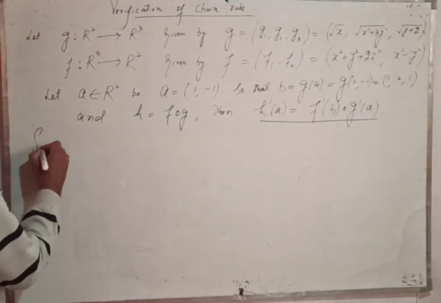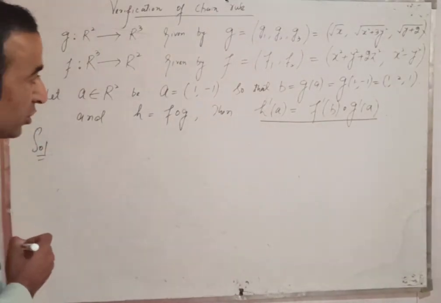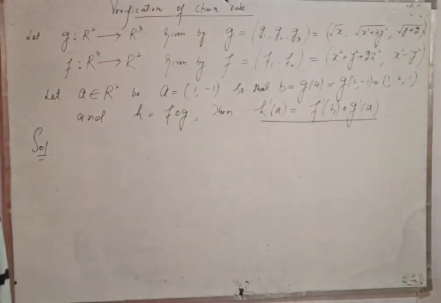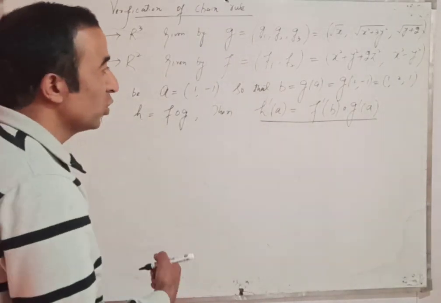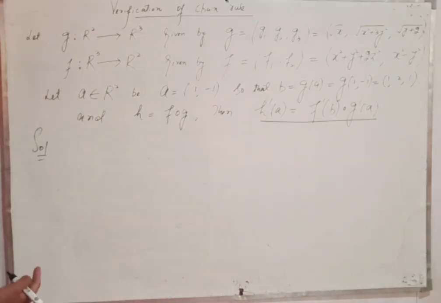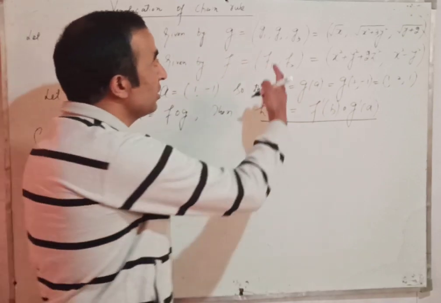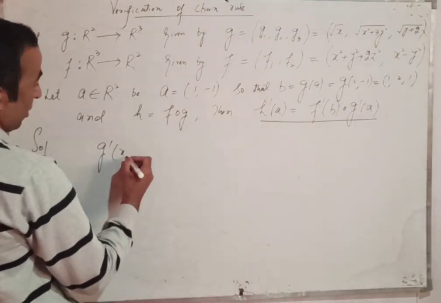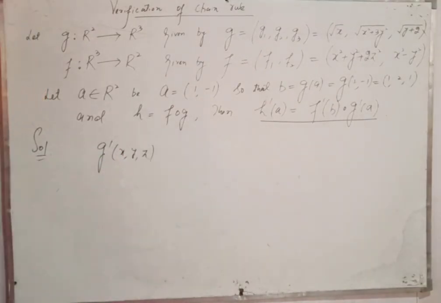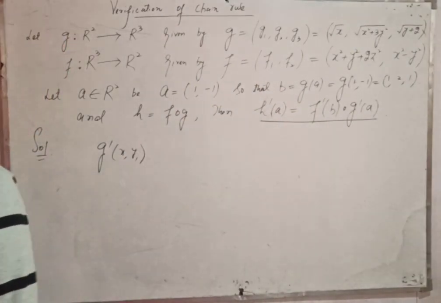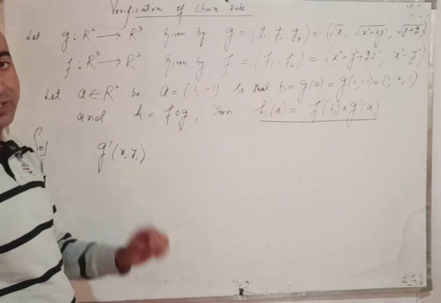Okay, let us start the solution. You know the total derivative of g at a is actually the Jacobian, or you can say a matrix whose entries are the partial derivatives of the components of G. Your G is here, this one. So I can say G dash of any (x, y). First I will take any point, then I will substitute the values 1 and minus 1.